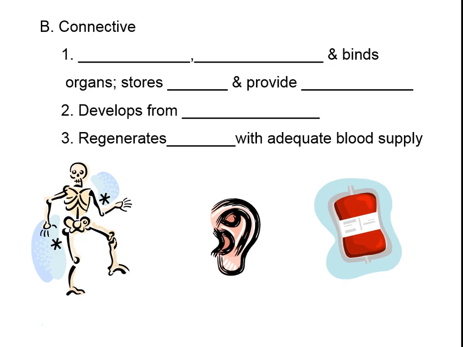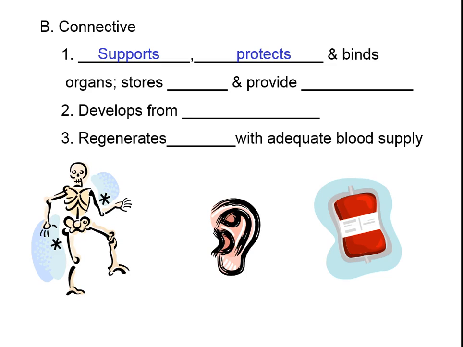Let's get some beginning information on connective tissues. Connective tissues do just what they say, is they connect. They support, they protect, and they connect or bind organs. So you're going to find them supporting epithelia. You're going to find them protecting epithelia. You're going to find them binding epithelia or connecting epithelia to muscle underneath.